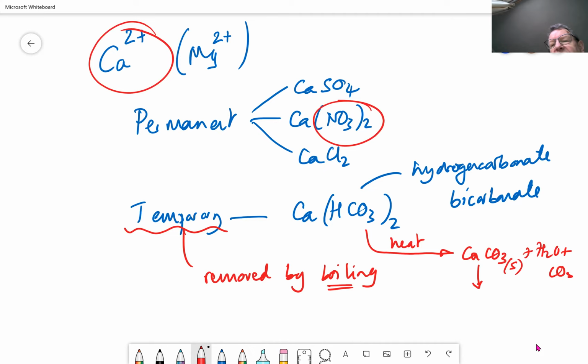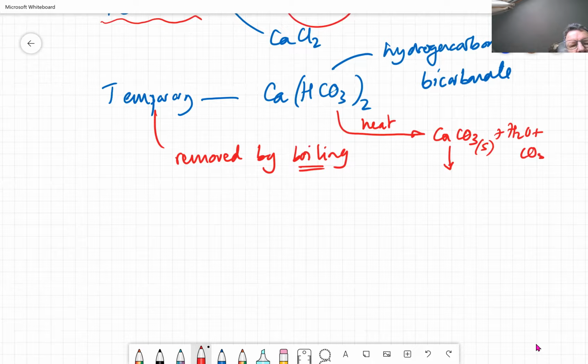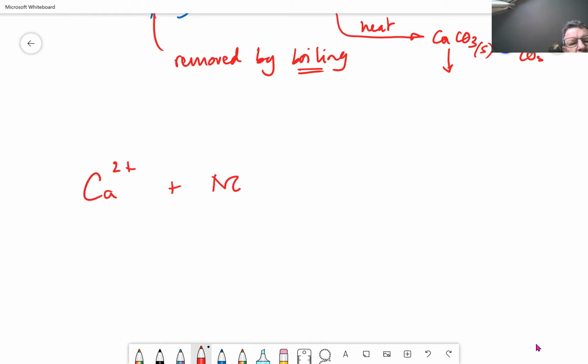Now, permanent does not mean permanent. What permanent means is it cannot be softened by simply boiling, okay? So you've got calcium ions and nitrate ions in the water, and the nitrate ions are unimportant. It is the calcium which makes it very hard.